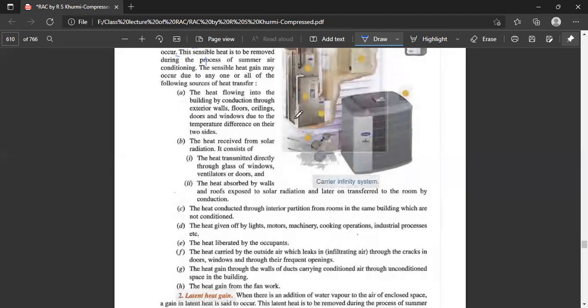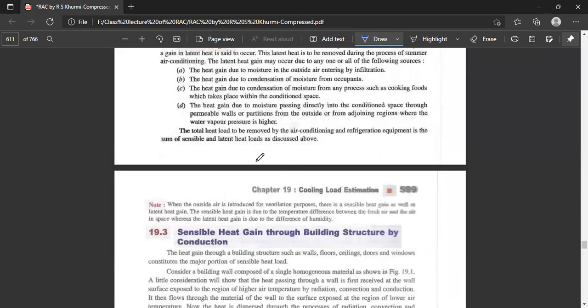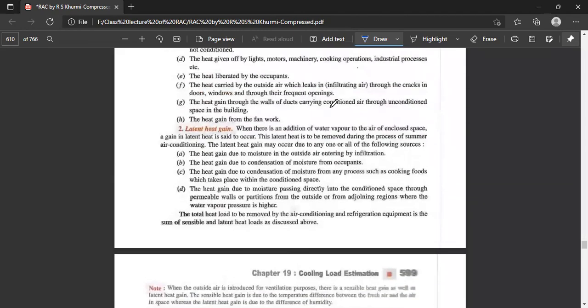These are the different sources of heat. So this is the sensible heat we are gaining. And what is the latent heat we are gaining? When there is additional water vapor in the enclosed space, again latent heat is said to occur. When some water vapor is added to the air, this water vapor will create some latent heat addition. So how is this latent heat to be removed? It is to be removed during the process of summer air conditioning.